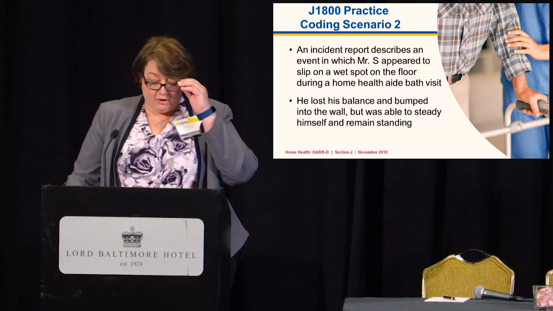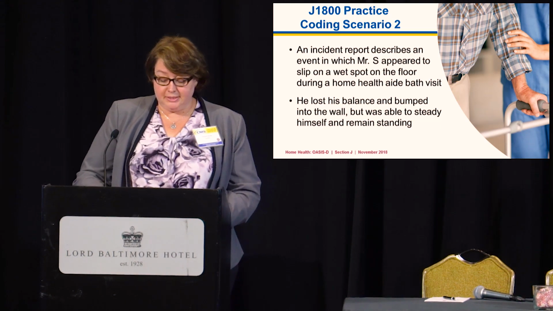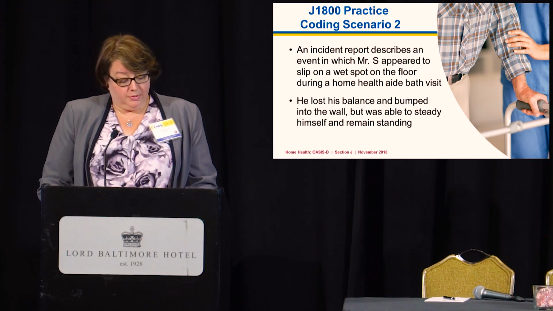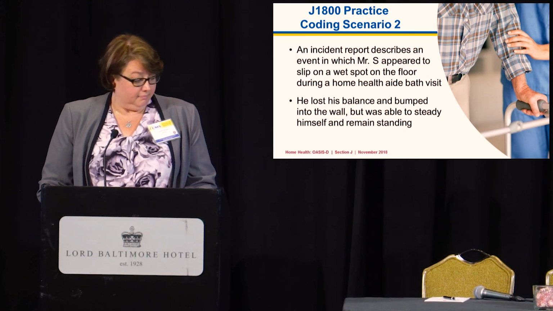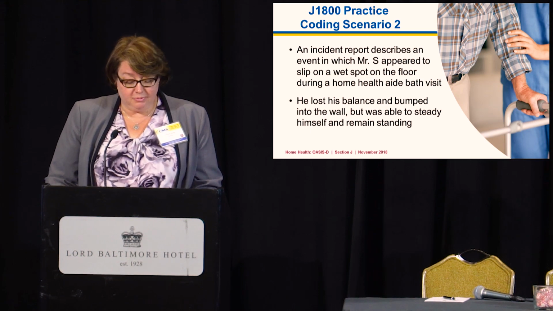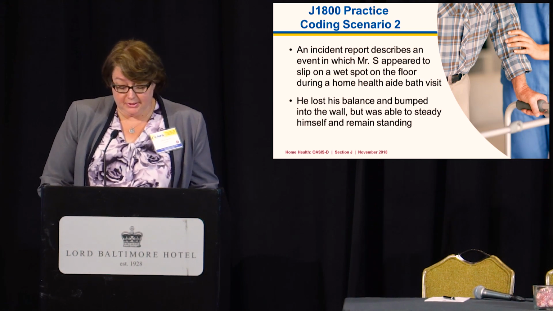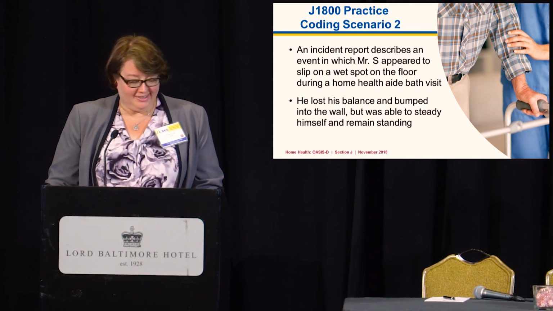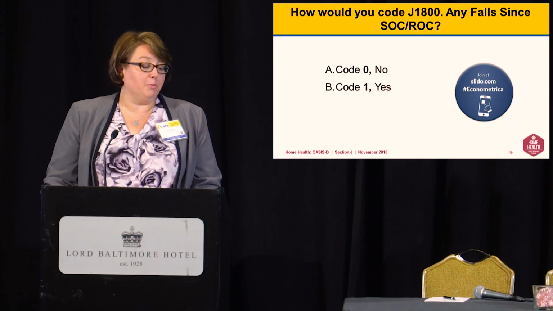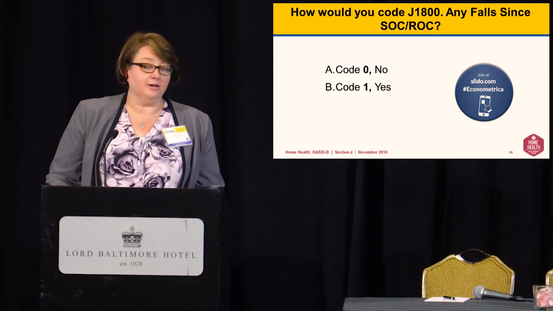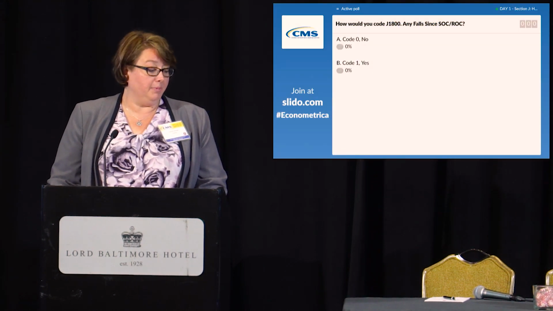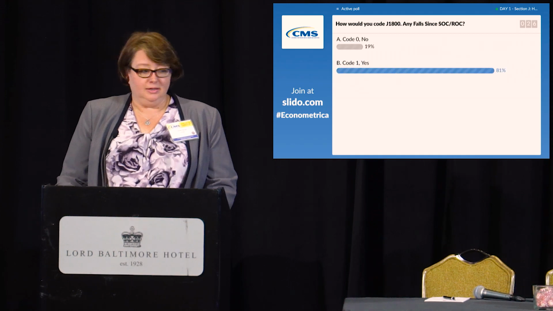An incident report describes an event in which Mr. S appears to have slipped on a wet spot on the floor during a home health aide bath visit. He lost his balance and bumped into the wall, but was able to steady himself and remain standing. Okay, there's some key words in there. So let's take a look at how we would code J1800, any falls since SOC ROC. Is it A, code 0, no, or B, code 1, yes?